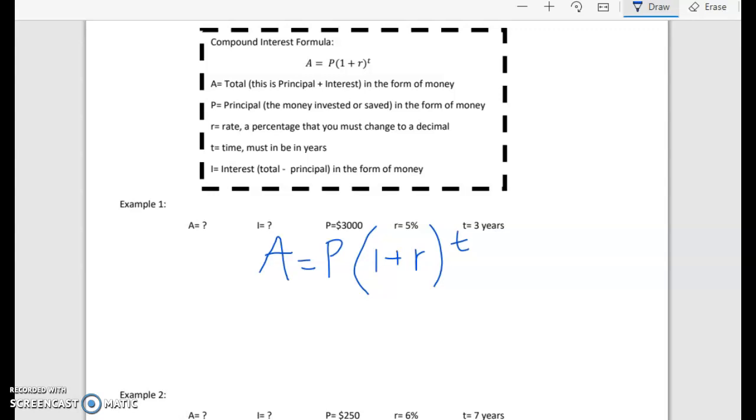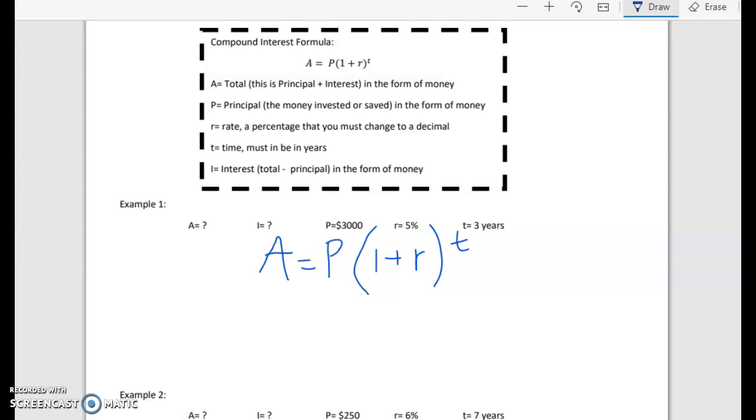So if grandma gives you $500, and you want to put that in a savings account, that is money that you've saved. If you borrow money to buy a car, that is borrowing. That's my principal. Rate is our percentage, and we have to change it to a decimal. T is going to be our time, and it's going to have to be in years.